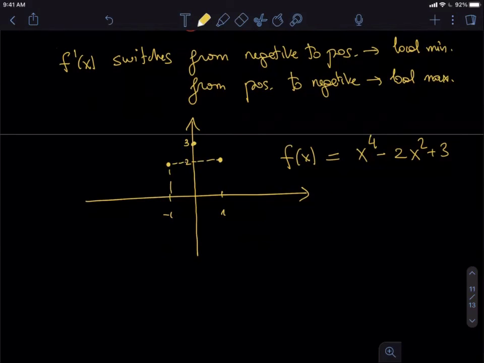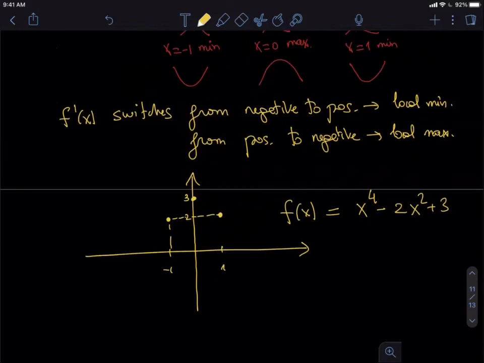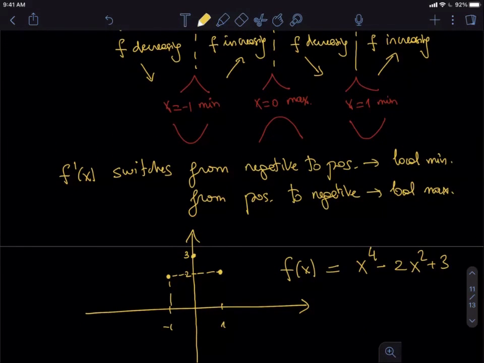Okay, so I have these values here. And then looking at the sign chart, we can just trace the function. It will look something like this. Okay, so we have 2 local minima and 1 local maximum. And then we have the intervals where it's increasing or decreasing.